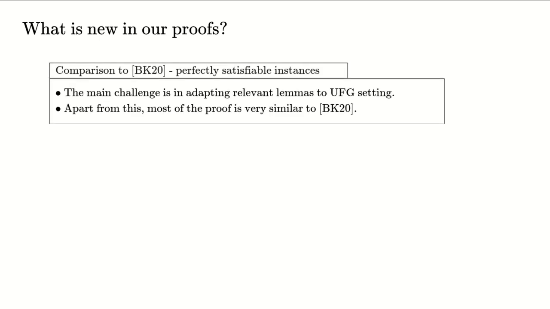Let us now compare our proofs to the previous works. The main difference from the work on perfectly satisfiable instances done by Bhangale and Kott comes from the fact that we need to handle universal factor graphs, which forces us to suitably generalize relevant lemmas from this work. Apart from these lemmas, the proof mostly goes along the same lines as BK20.